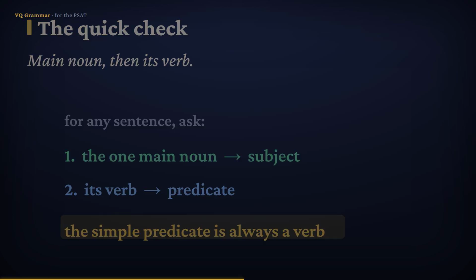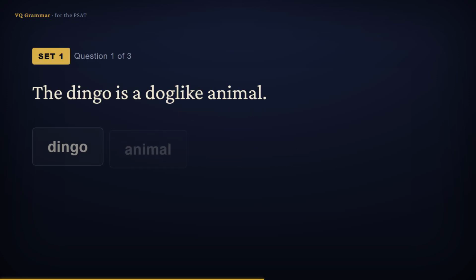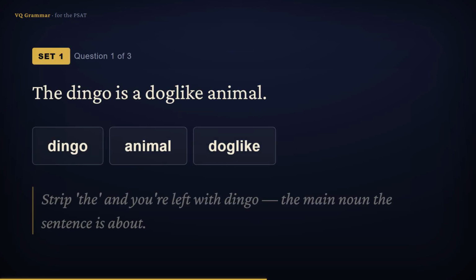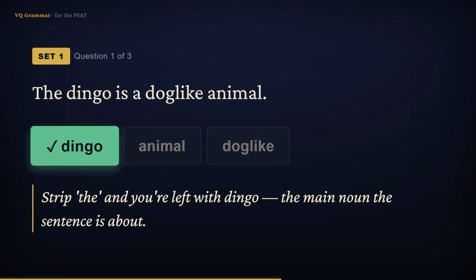Let's try a few. In this first set, find the simple subject. Strip away the little words and the describing words, and pick the one main noun the sentence is really about. Pause and try each one before I answer. The dingo is a dog-like animal. Strip away the little word the, and the sentence is about the dingo. Animal sits in the predicate, and dog-like only describes it. So the answer is dingo.